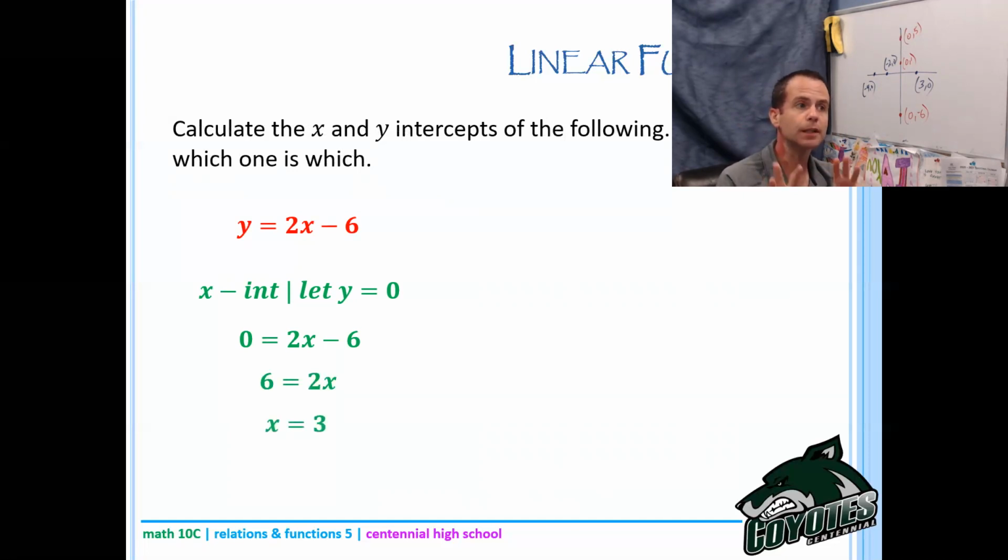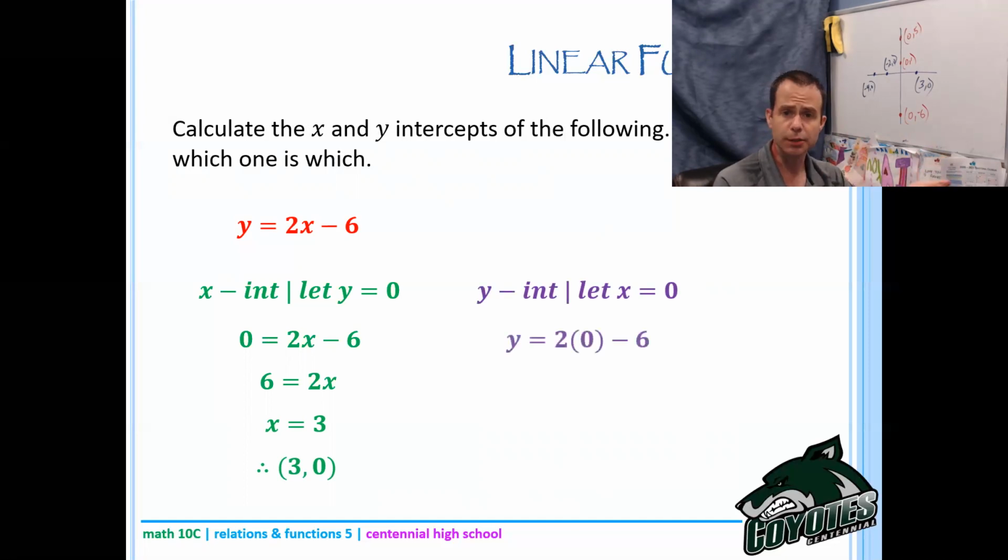Now remember my little preaching moment a couple slides ago, intercepts are always labeled as coordinate points, so it's not enough to just say x equals 3 here. I want to know the actual point, which would be (3, 0). Okay, then if I want the y-intercept, I'm going to let x equal 0. So I substitute x as 0, 2 times 0 is 0, and then subtract 6, I end up with -6 for y. I have to write that as a coordinate point, so that would be (0, -6). Okay?